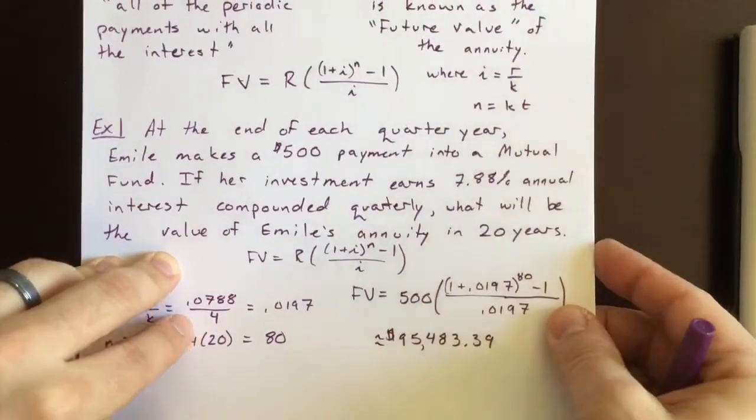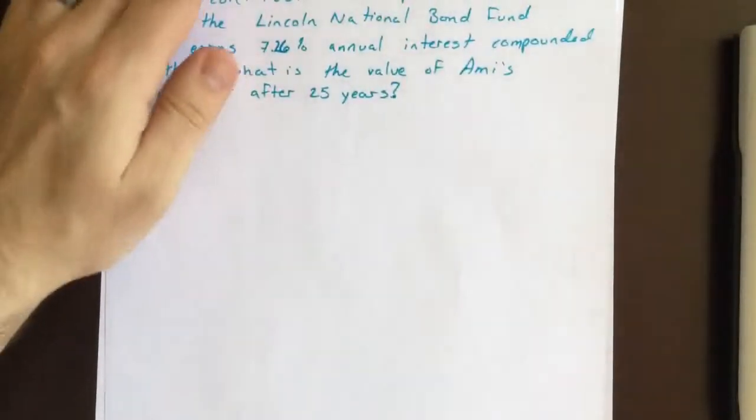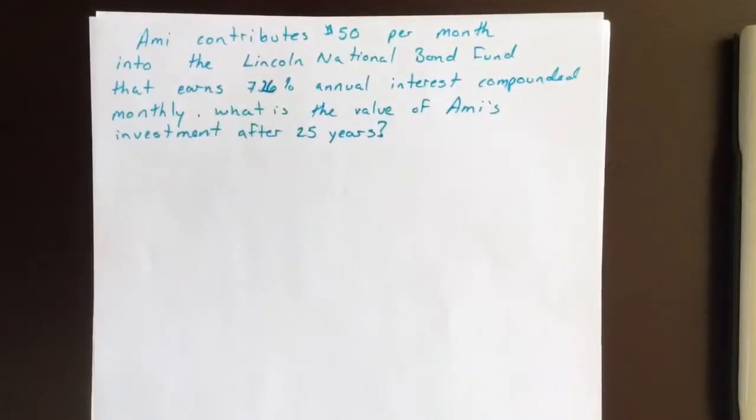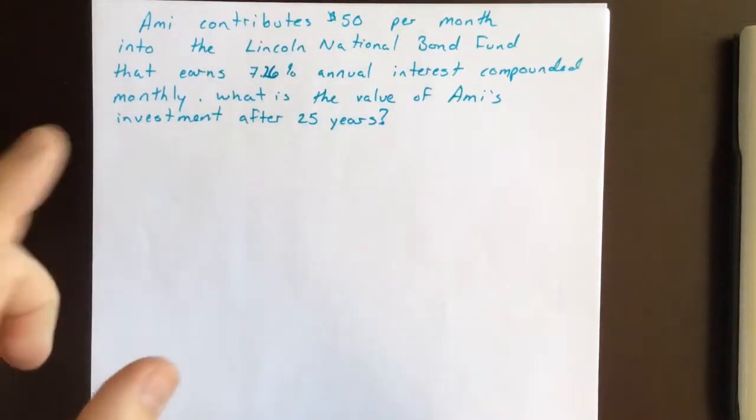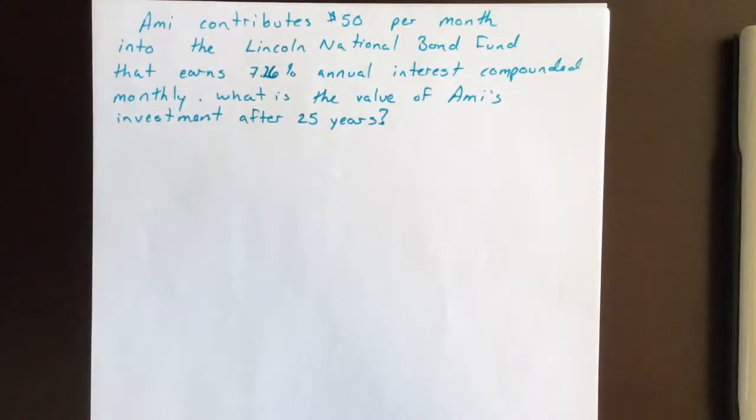So let's look at one more example. So let's say we have Amy. Okay, so this is something maybe a little more possible for you. Amy contributes $50 per month into the Lincoln National Bond Fund. So I'm sure we could find some sort of mutual fund or annuity in this area. But let's say she deposits $50 every month, and she earns 7.26% annual interest compounded monthly. What's going to be the value of her investment after 25 years?